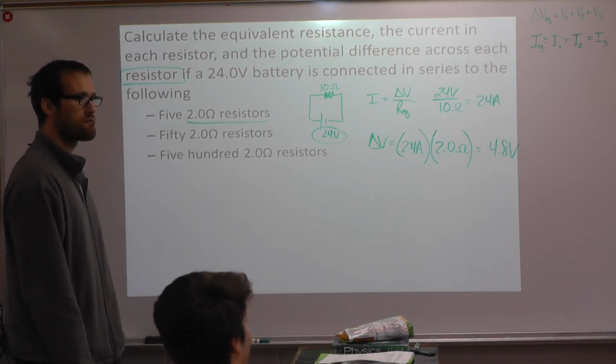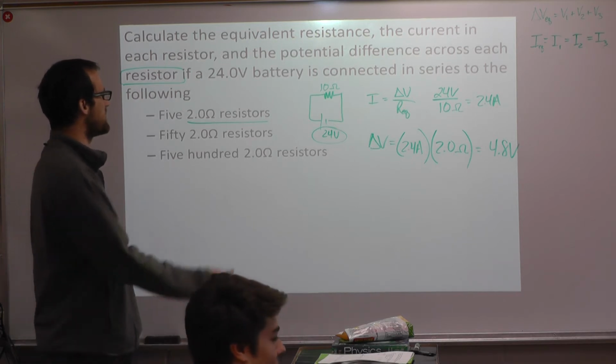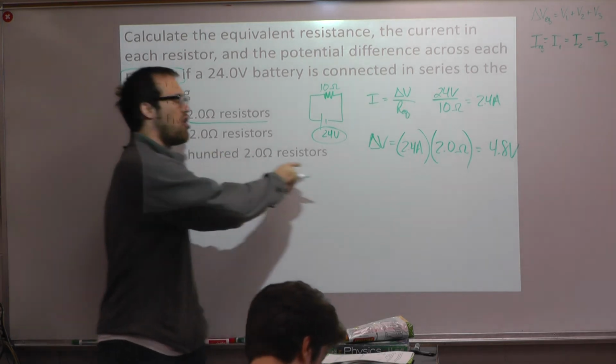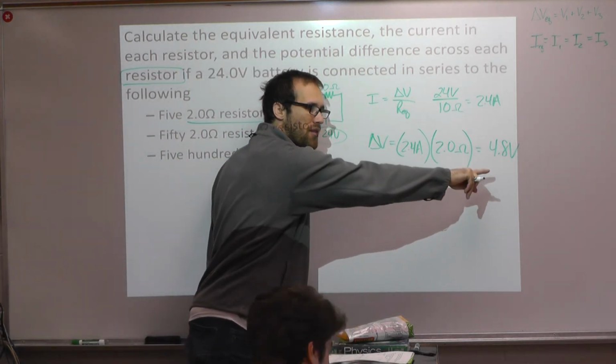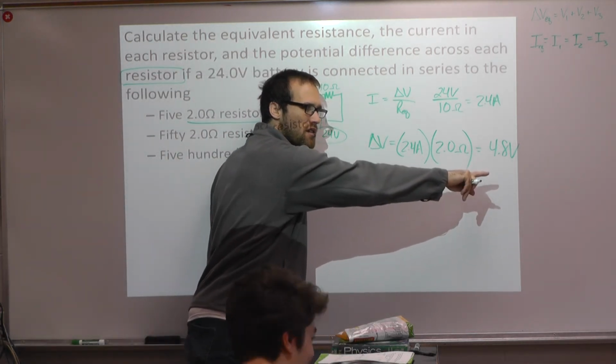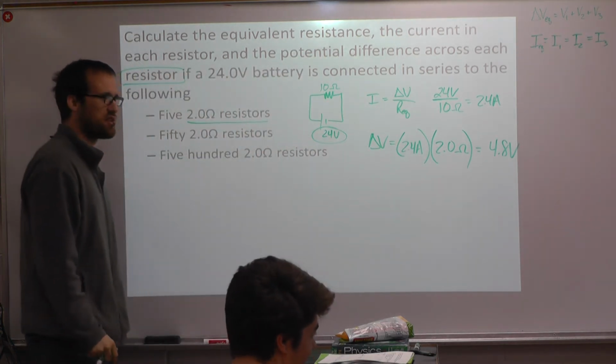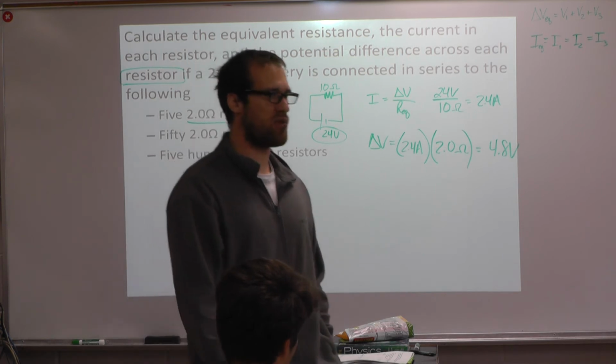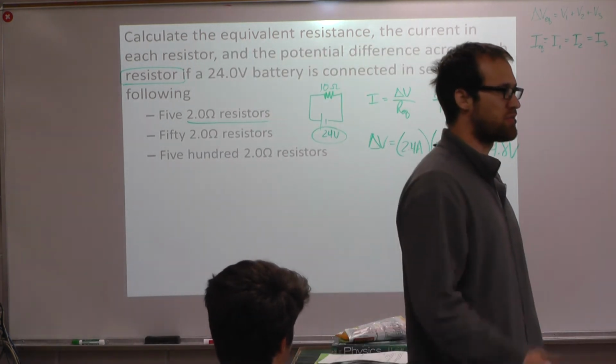Now, this is pretty easy because all the resistors are the same. If all the resistors weren't the same, they wouldn't all have the same voltage drop on them. Like if there was a 4 ohm resistor and a 6 ohm resistor, then you'd have to find the voltage drop over each of them.